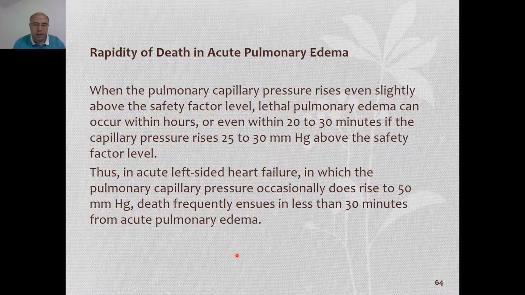Thus, in acute left-sided heart failure, in which the pulmonary capillary pressure occasionally does rise to 50 mm mercury, death frequently ensues in less than 30 minutes from acute pulmonary edema. So left-sided heart failure generally follows the myocardial infarction. Okay.